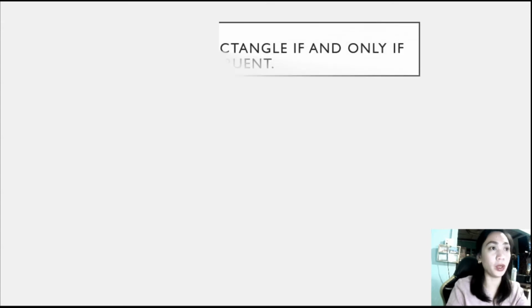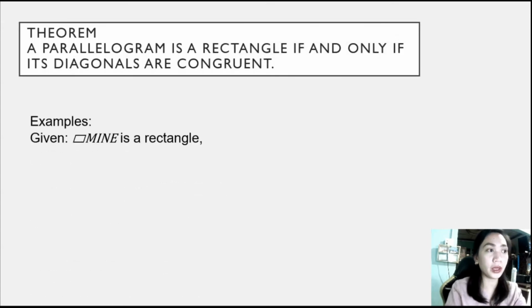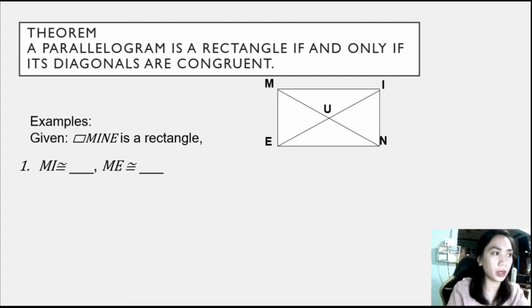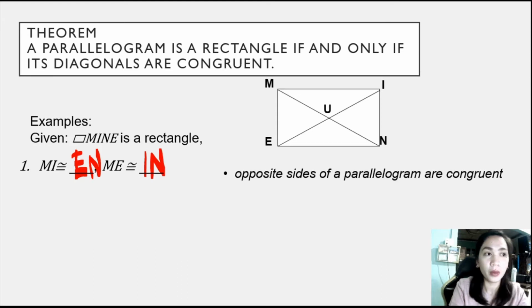Using the theorem, let's have this example. Given that MINE is a rectangle, we're going to identify the missing parts. You have MI is congruent to, okay, that is correct, the answer is EN. And you have ME is congruent to IN.